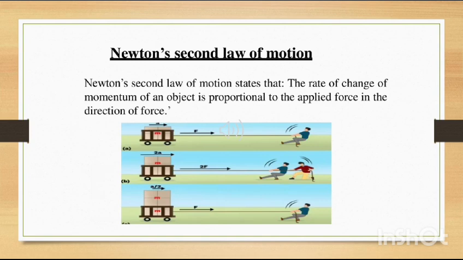Next, Newton's second law of motion. It states that the rate of change of momentum of an object is proportional to the applied force, in the direction of the force. The change of momentum is directly proportional to the force. Momentum is the product of mass and velocity. This is Newton's second law of motion.